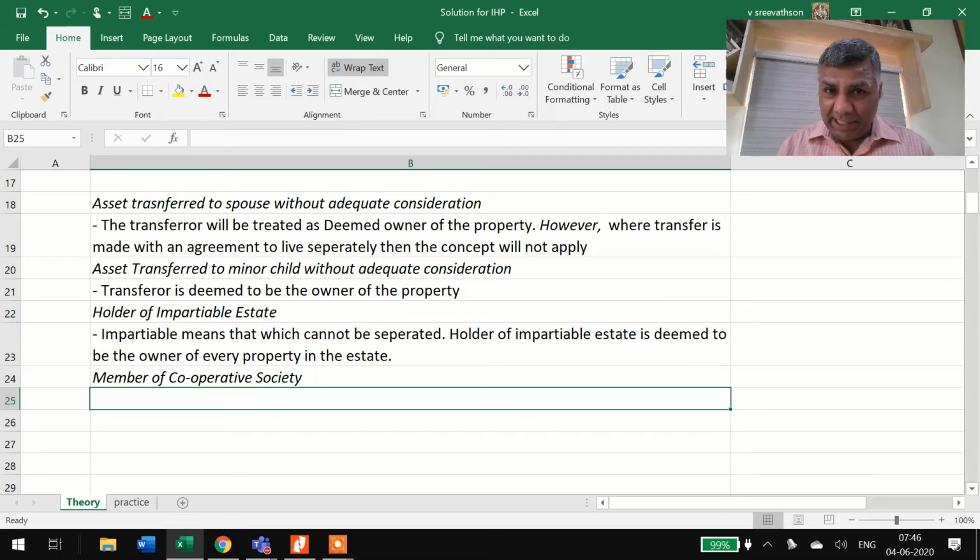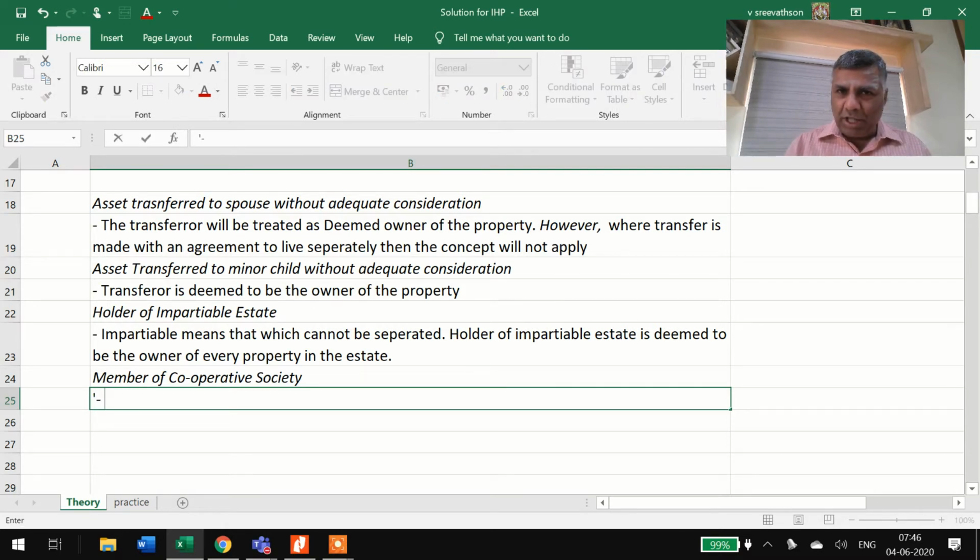Okay, TNHB, Tamil Nadu Housing Board. Like that, there are various bodies which own this, and it is allotted to a person. The house is allotted to a person, and he in turn lets out the property. The owner is the housing board, but the member becomes the deemed owner of the property.